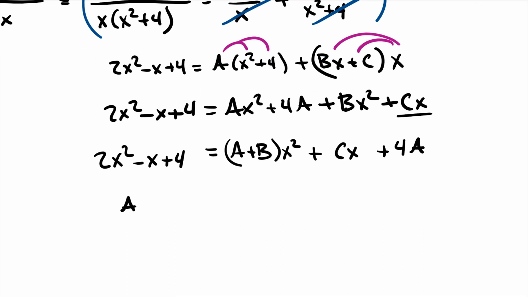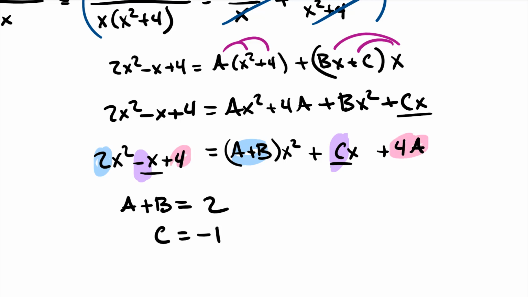Which means that a plus b must equal 2, right? We got our c is just equal to -1. That's pretty convenient, that -1 hanging out there. And then we have 4a is equal to 4. So this one isn't so bad. Therefore, a is equal to 1, c is equal to -1, and then we plug in 1.